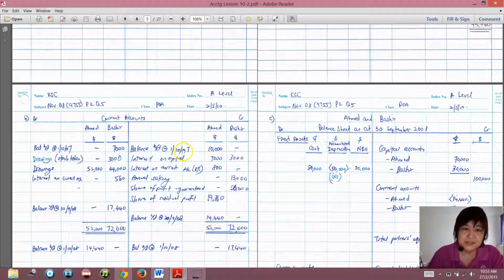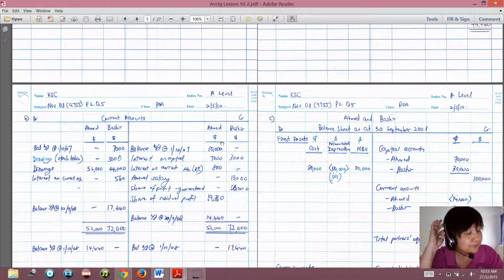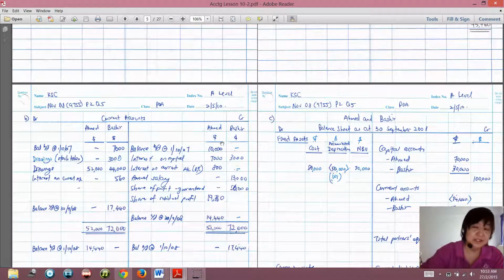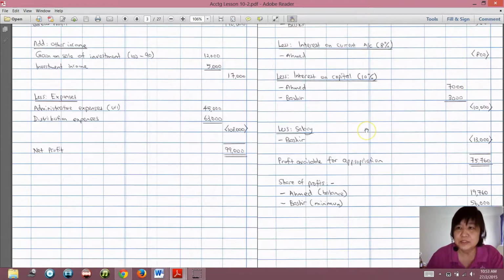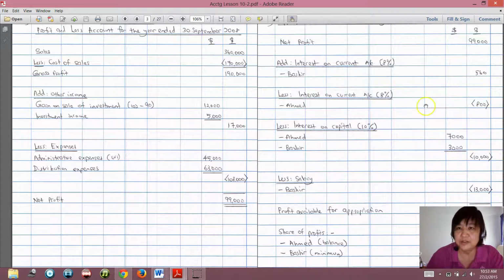In other words, at the beginning of the year, the opening balance, Ahmad's one is a credit balance of 10,000. That means the company owes Ahmad 10,000. If the company owes somebody money, the company must pay interest, right? The interest, as stated here, is 8%. So the company should pay Ahmad interest of $800. 8% of 10,000 is 800. So the company should pay $800 of interest to Ahmad.